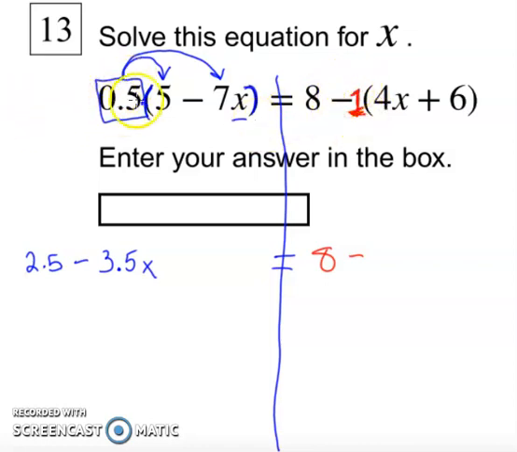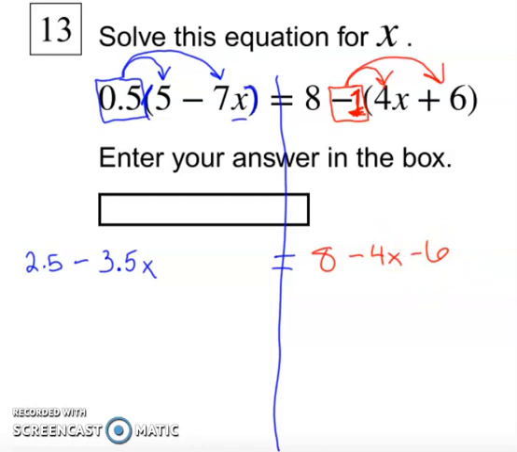So just like we did with the 0.5, we're going to take this entire negative 1, this number, and we're going to multiply it times 4x, and we're going to multiply it times positive 6. So negative 1 times 4x is just negative 4x. And then my negative 1 times positive 6 is going to make this positive 6 a negative 6. It's because this negative 1 on the outside is what changed the sign of my 6, so it became a negative 6 here.